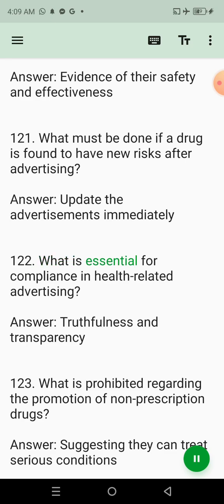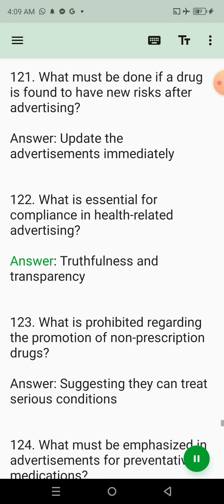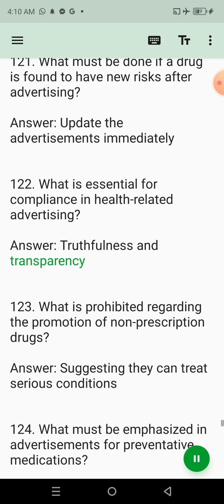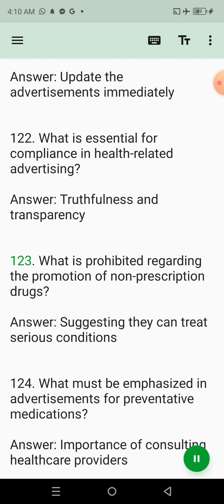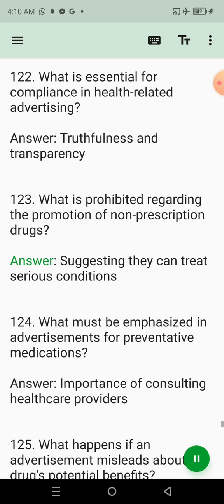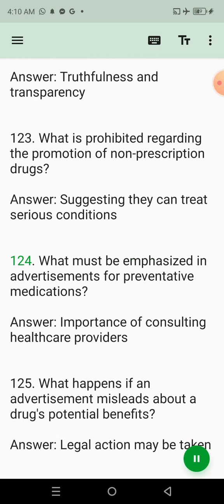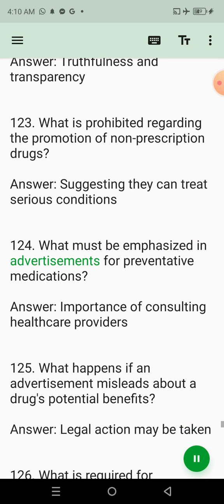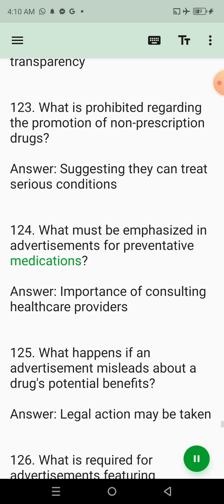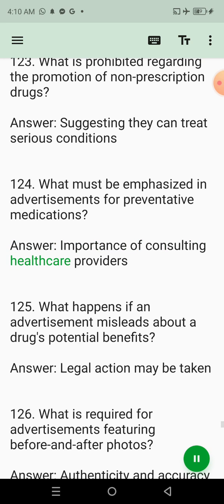122. What is essential for compliance in health-related advertising? Answer: truthfulness and transparency. 123. What is prohibited regarding the promotion of non-prescription drugs? Answer: suggesting they can treat serious conditions. 124. What must be emphasized in advertisements for preventative medications? Answer: importance of consulting healthcare providers.